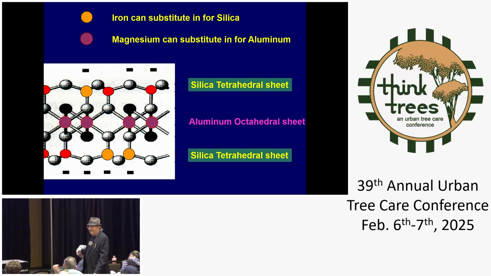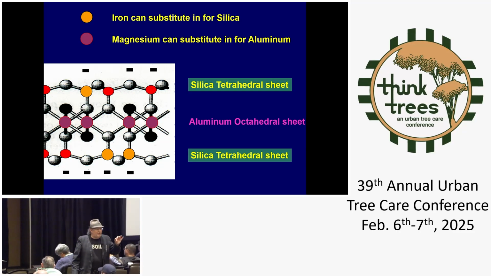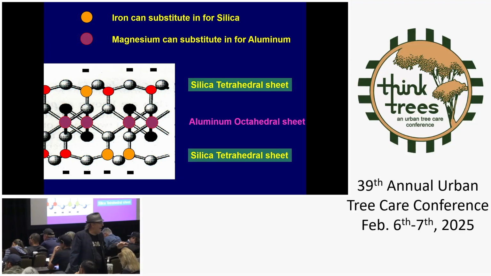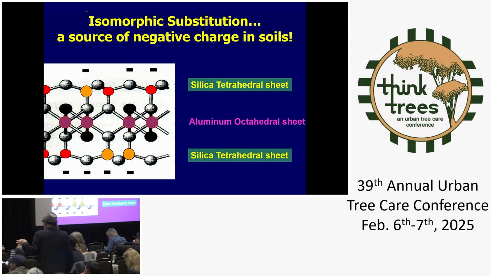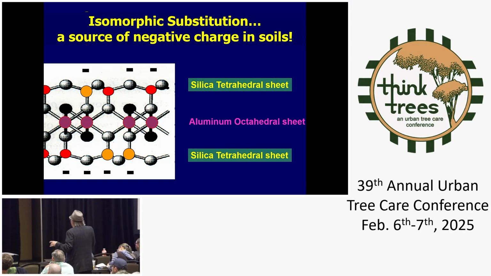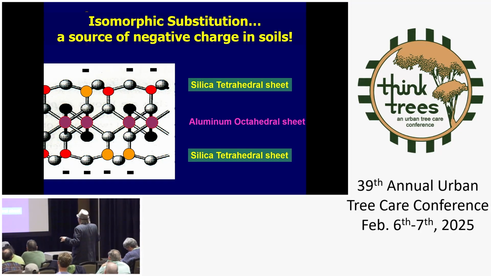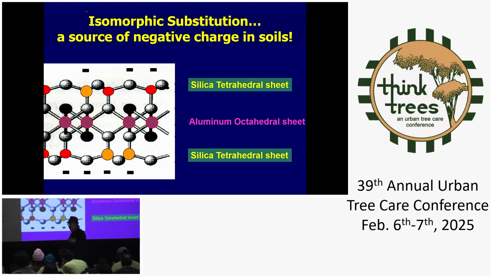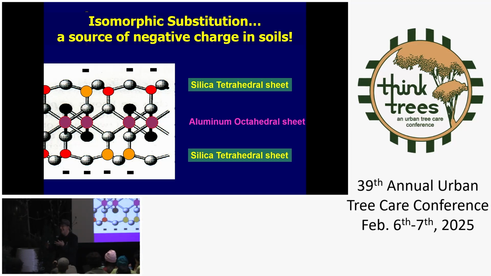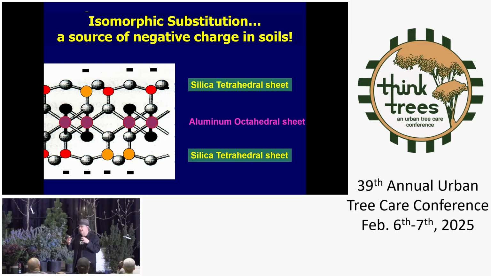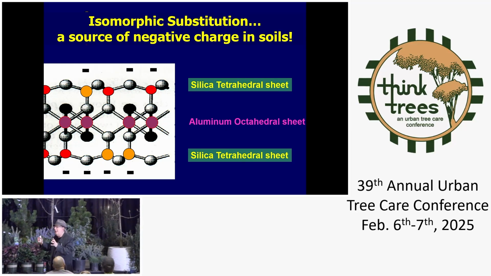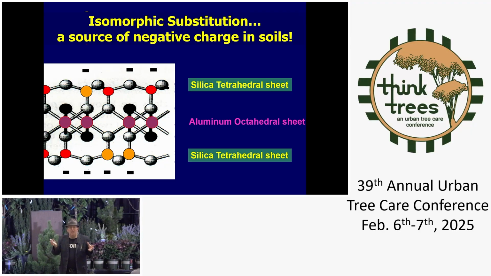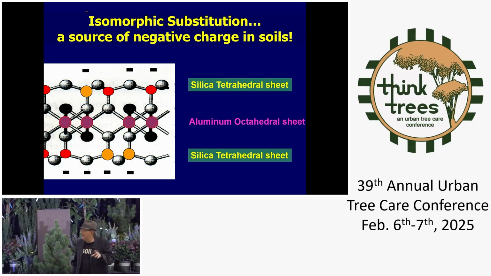Okay? So you kind of get that? I mean, that's a lot. But it's the reason for the season, literally. I mean, this is why it happens. So isomorphic substitution is a source of negative charge on soil. So isomorphic means same size and shape substitution into the crystalline latticework. As the crystal is forming, this is happening. And the crystal itself dissolves and recrystallizes, too. So that's happening. So just saying.